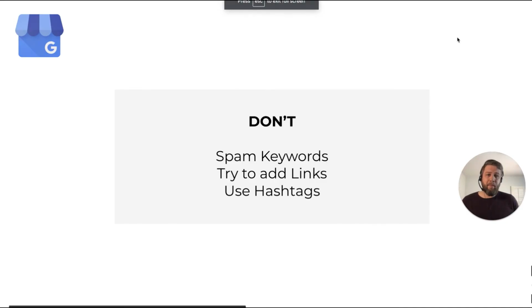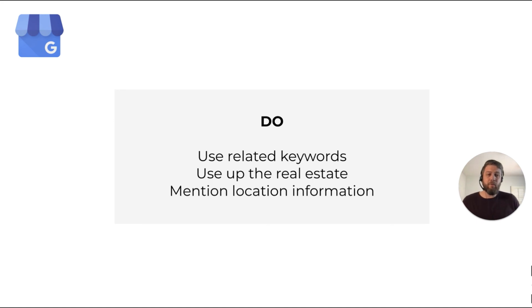Just to wrap up and give you a few tips, don't spam keywords in your Google My Business description. No need to try and add links, it's not necessary, or hashtags either. I know we do that on a lot of social platforms, but no need to add hashtags. Do use related keywords, try and use up as much of the real estate as you can, and mention some location information. If you do that, you'll have a great description for your Google My Business profile.